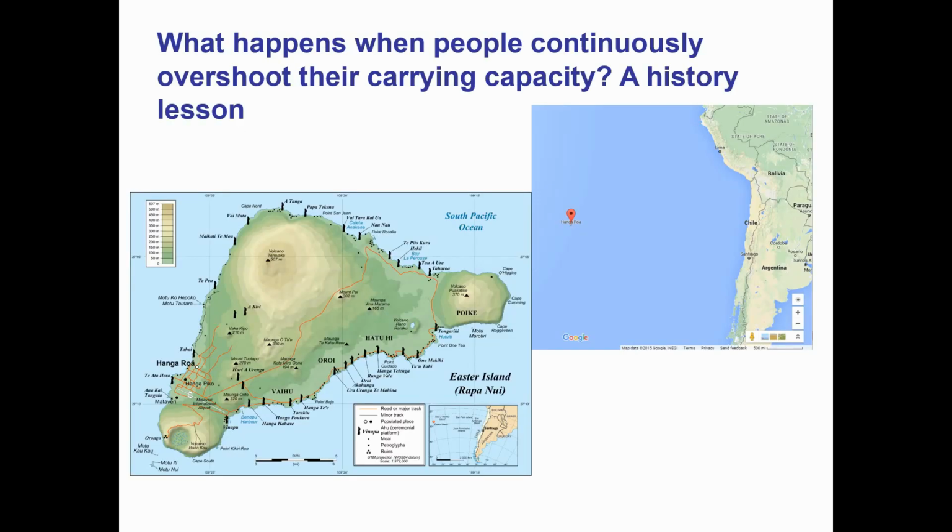So this brings us up to the next question. Well, if we are borrowing from the future and we've massively overshot carrying capacity, what happens to people who continuously overshoot their carrying capacity? Well, we can actually get a history lesson. So this is a place called Easter Island. It is a Pacific island, and it is the most remote colonized island on the planet. Easter Island is a volcanic island that sits in the middle of the Pacific, literally about 2,000 or 3,000 miles away from the next nearest landmass, which would be South America.